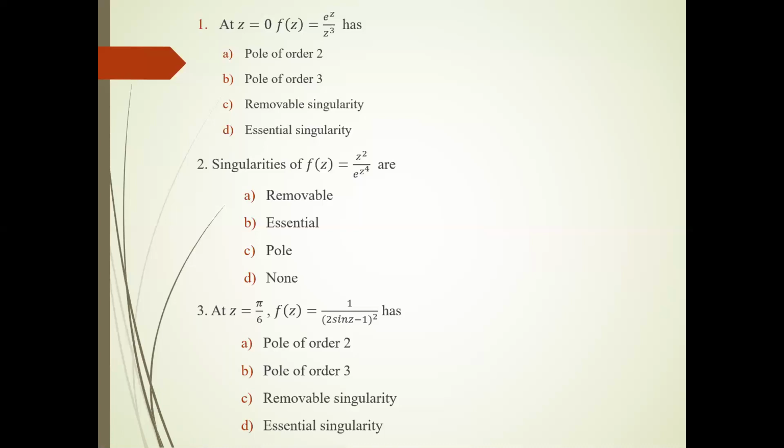Okay. See, if we apply limit z tends to pi by 6, on the denominator what do we get? 2 into sine pi by 6 minus 1. Sine pi by 6 is 1 by 2. 2 into 1 by 2 minus 1, that is 1 minus 1, 0. The denominator becomes 0. 1 upon 0 is infinity. So this function has a pole at z is equal to pi by 6. We have to check which type of singularity there is. Okay.